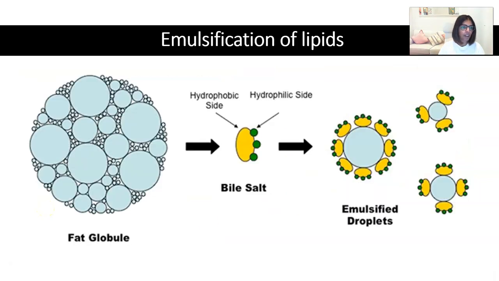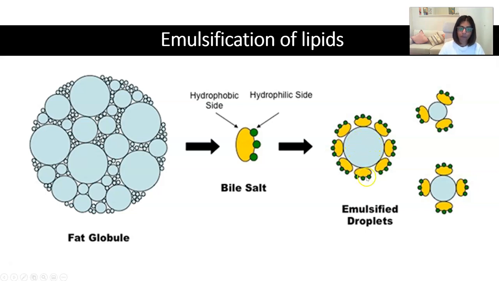This cartoon diagram simply shows the emulsification of lipids. So what we can see here is a large fat globule, and as it enters the small intestine, bile is secreted from the gallbladder through that bile duct, and what it does is it breaks that fat droplet up and it sticks to the fat droplet. So this bile salt here will break up the fat, and it will stick to the outside of that fat droplet. And because it has a hydrophilic and a hydrophobic side, it can stick to that fat droplet really easily.